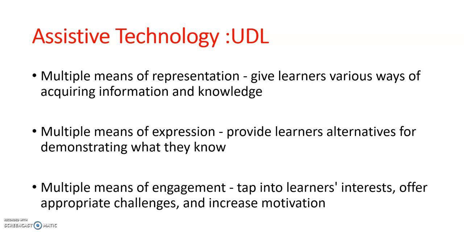Assistive technology and UDL. Multiple means of representation give learners various ways of acquiring information and knowledge. Multiple means of expression provide learners alternatives for demonstrating what they know. Multiple means of engagement tap into the learner's interest, appreciate challenges, and increase motivation.